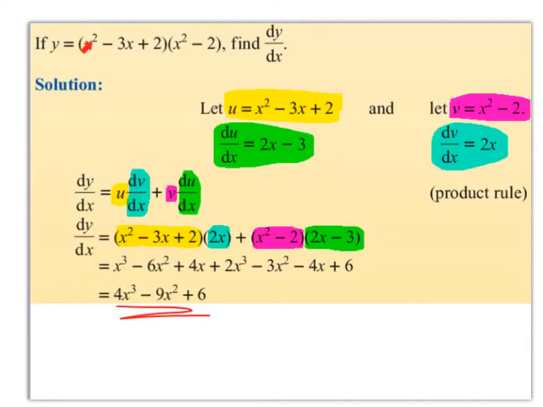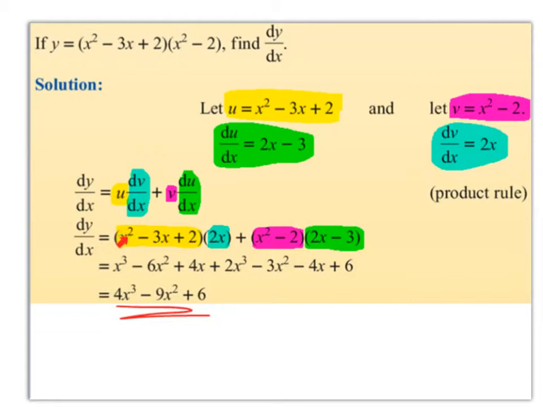If y equals (x squared minus 3x plus 2) multiplied by (x squared minus 2), find dy/dx, the derivative. So we let u be x squared minus 3x plus 2, so du/dx, the derivative of u with respect to x, will be 2x minus 3. And we let v be equal to x squared minus 2, so dv/dx will be 2x. This is our formula for the product rule given in the formula book. dy/dx is equal to u times dv/dx plus v times du/dx.